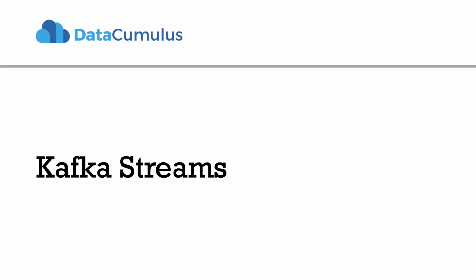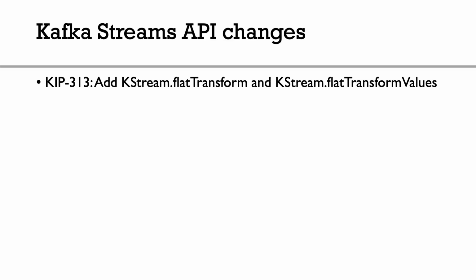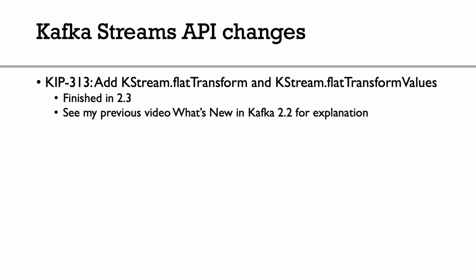Okay, so now let's get into Kafka Streams. A few minor changes, no big changes, but a few you should be aware of if you're a power user of Kafka Streams. The first one is that KStream flatTransform and flatTransformValues are finished in 2.3, so it wasn't exactly finished in 2.2. In my previous video, What's new for Kafka 2.2, I did provide an explanation for it, so check it out if you want to learn about it.